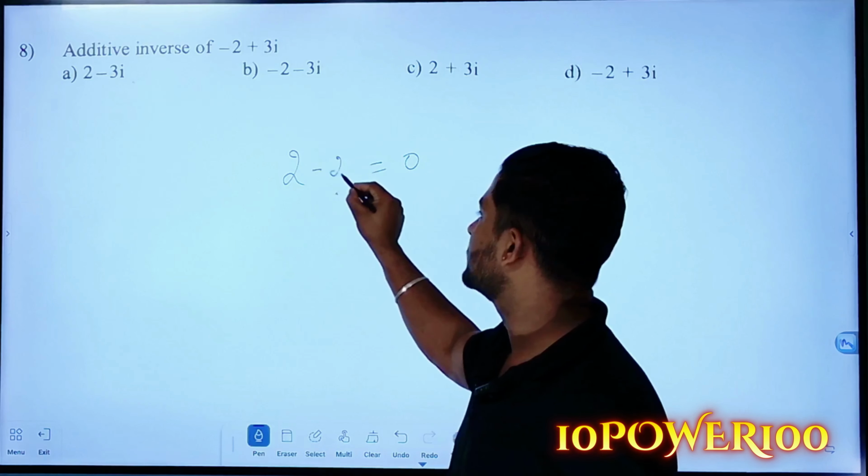So for any number, we should add one more number so that you get the additive identity, which is 0. That is what additive inverse is. So here, for 2, -2 is the answer. Next, for 3, the additive inverse is -3. If I take -5, the additive inverse is +5, so that we get 0.